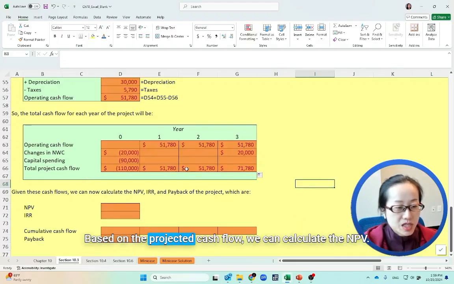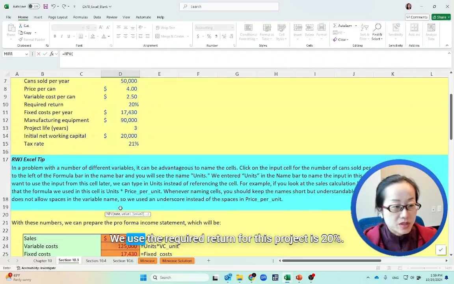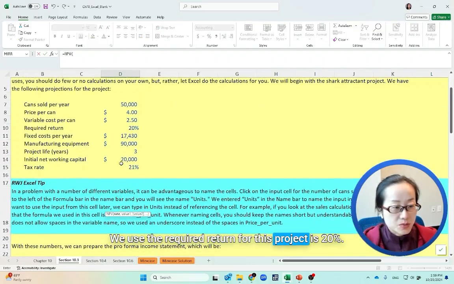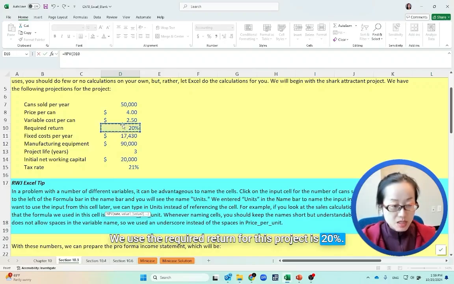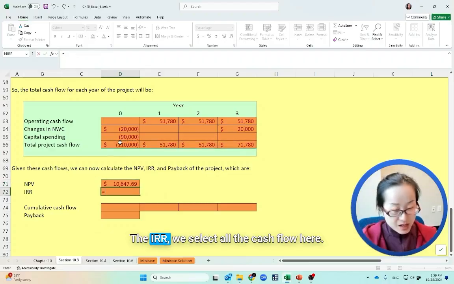Based on the projected cash flow, we can calculate the NPV. We use the required return for this project, 20%. And remember to select from cash flow 1 to 3 and then add the initial investment. For the IRR, we select all the cash flows here.